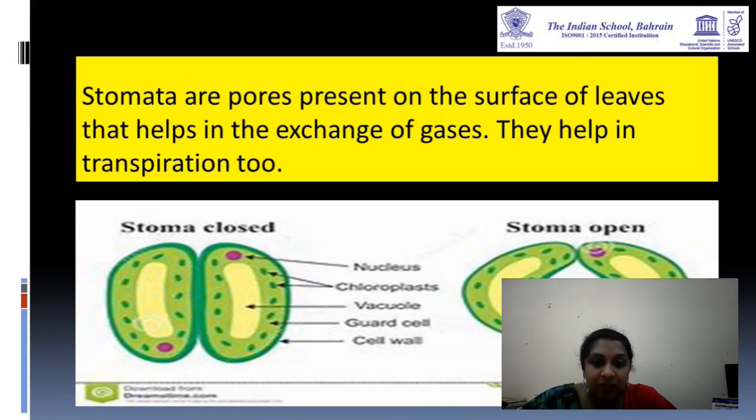I hope you have understood the topic well about autotrophic nutrition, the raw materials required for photosynthesis, the events that take place during photosynthesis, the chloroplasts, the guard cells, the stomata, the raw materials especially that are required for photosynthesis, and the ways by which plants obtain them.